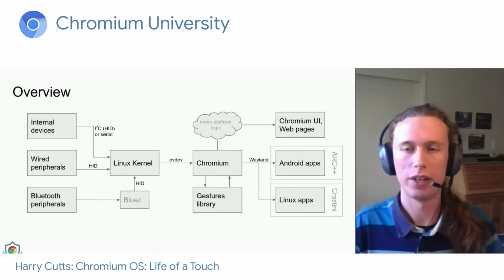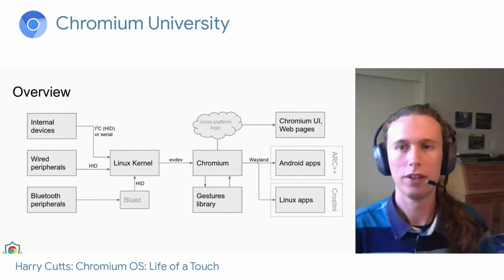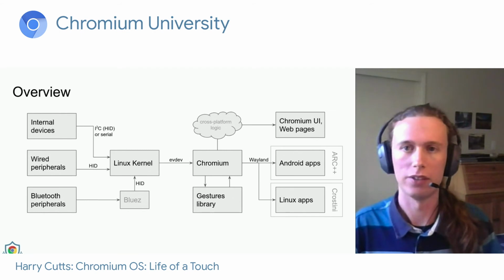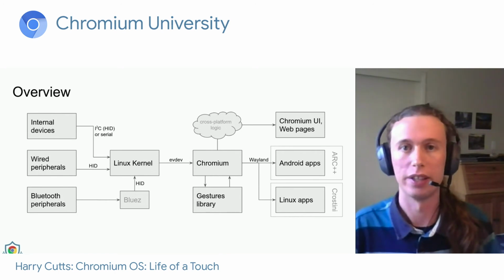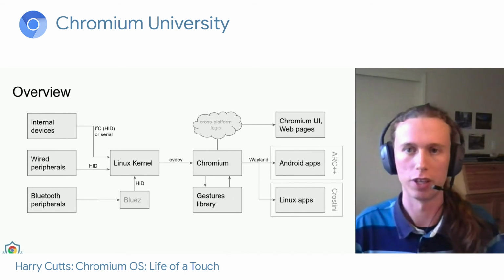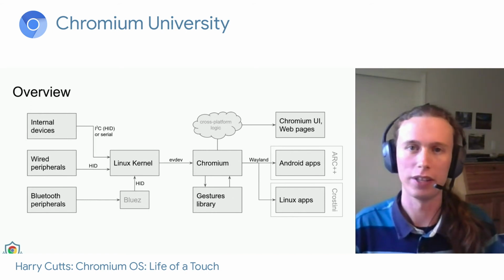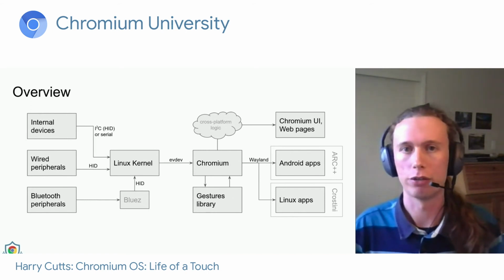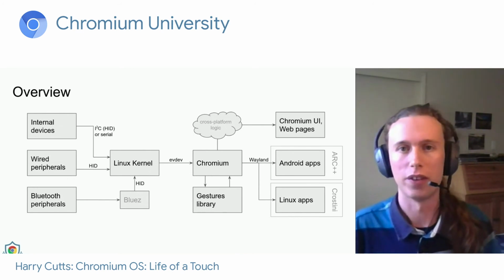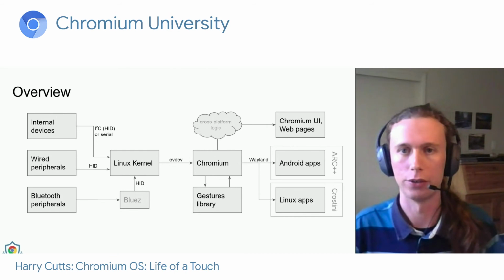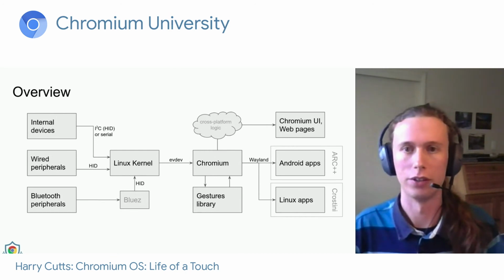So now we've reached the end of the input stack. So to recap, we covered the touch devices centroiding and how they work, the HID protocol that transmits the data from the devices to the kernel, how the kernel then interprets the events and runs it through the drivers, how it sends it over evdev, how Chrome then converts that and recognizes gestures, and finally, how we use Wayland to send the events on to the apps.